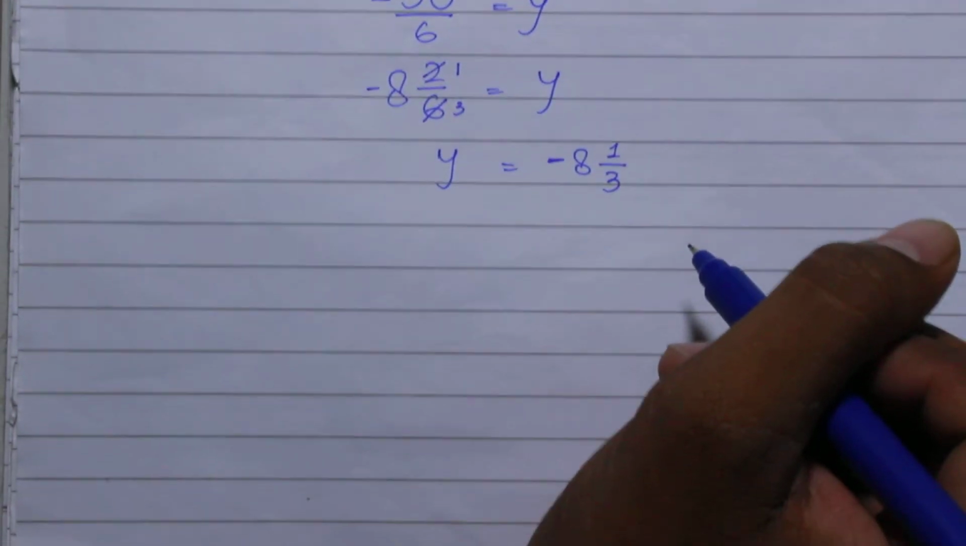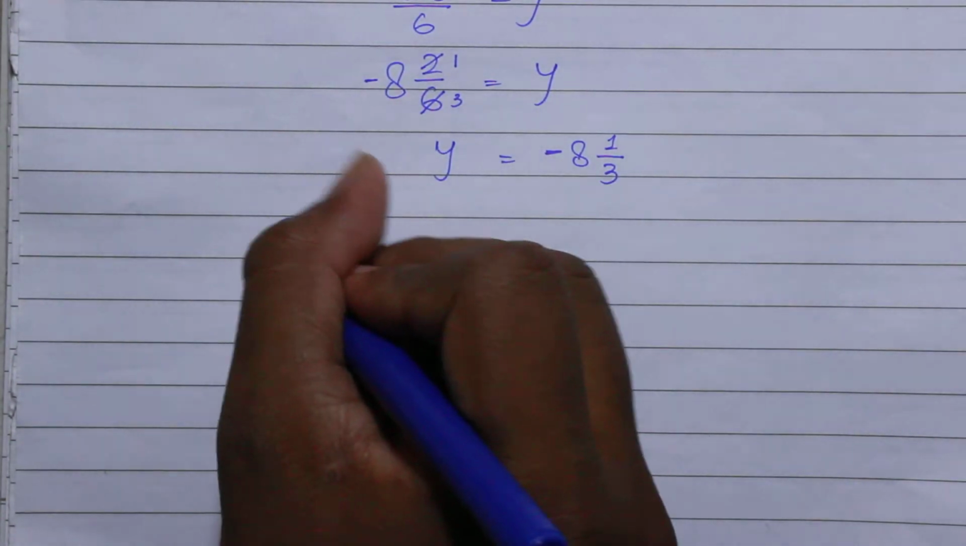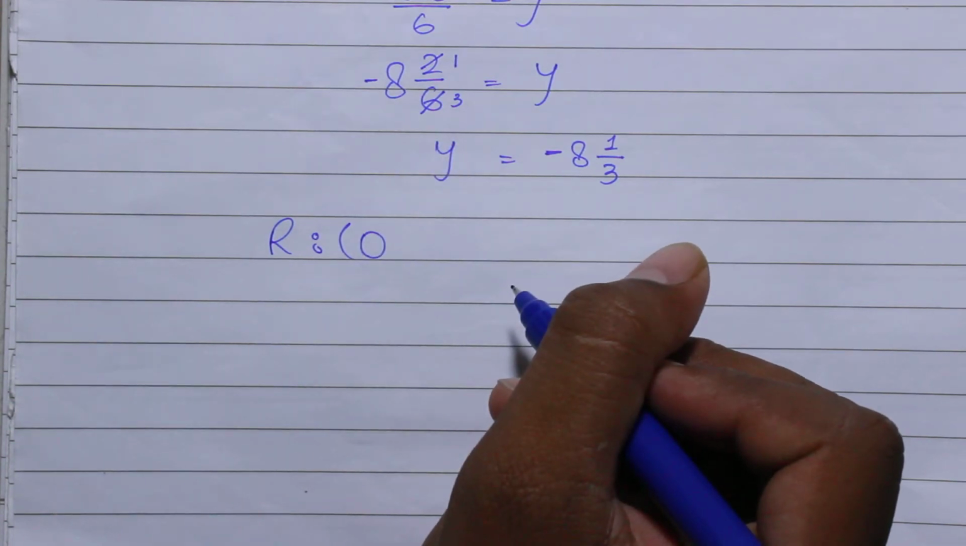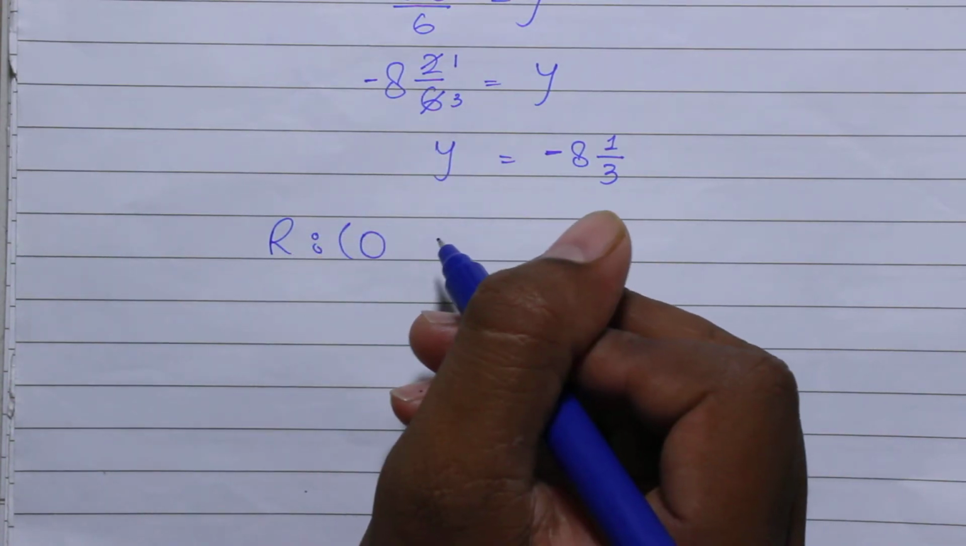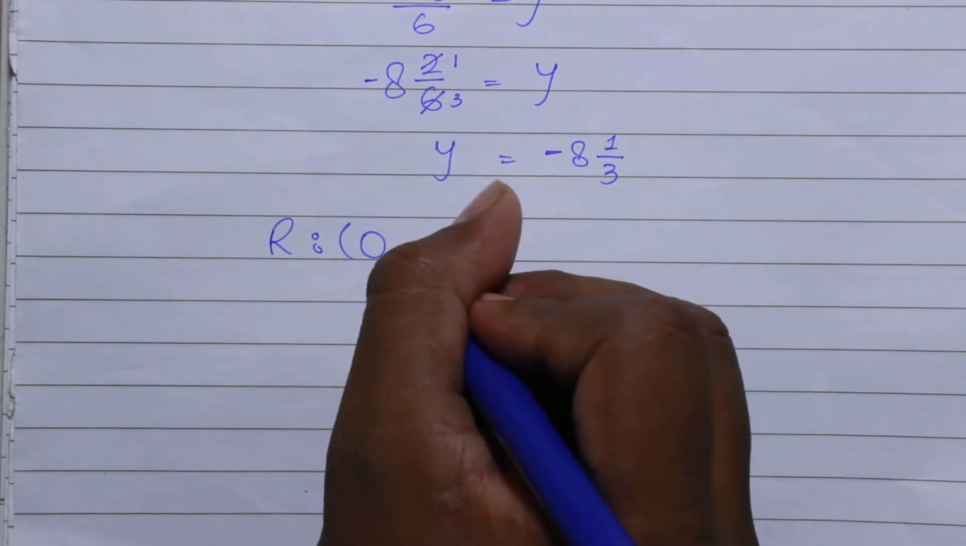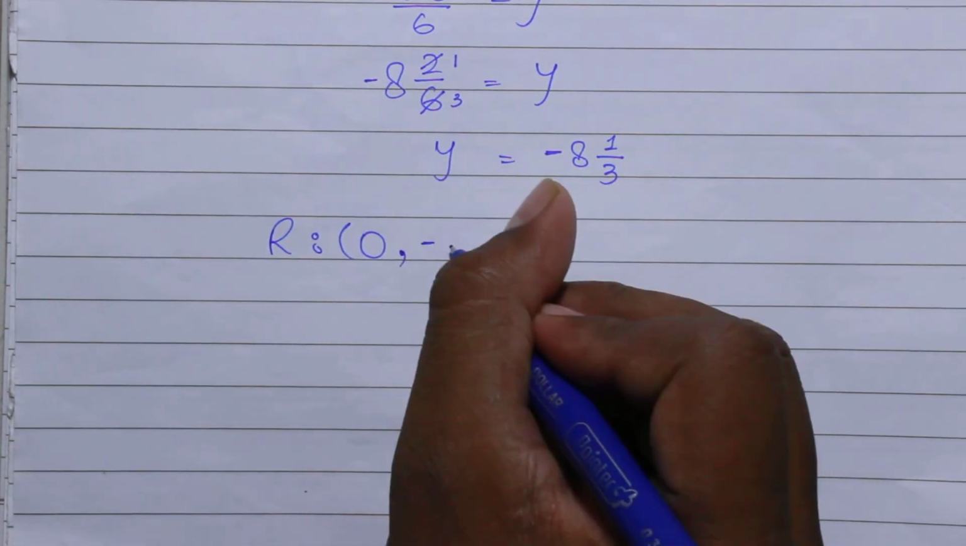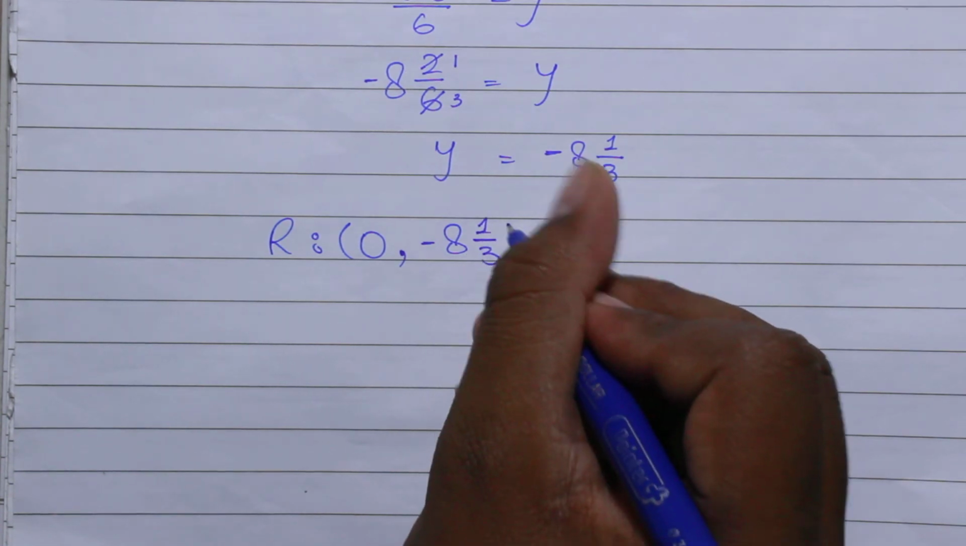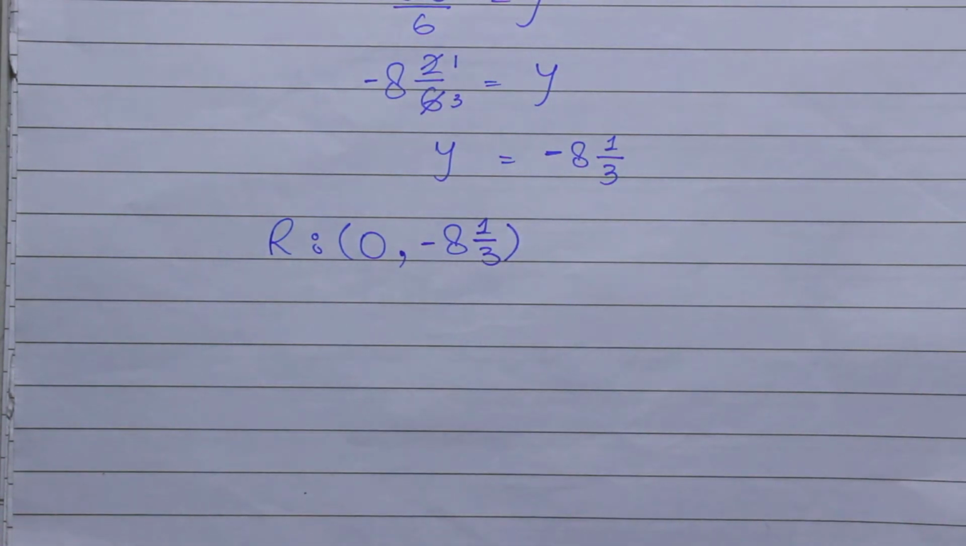So the coordinates of R we have found out. Because it is on the y-axis, its x coordinate is 0, and the y coordinate we have found right now: minus 8 and 1 upon 3 is the y coordinate of point R.